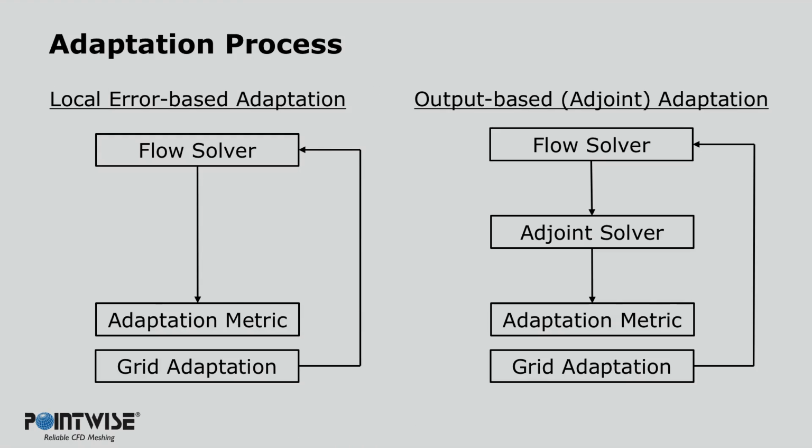Metric-based mesh adaptation typically involves two steps. The first step is to construct a metric that describes the desired size and anisotropy of the adapted grid elements. The second step is to produce an adaptive grid that is based on this metric. Within this framework are two alternative approaches: feature-based adaptation and adjoint-based adaptation.